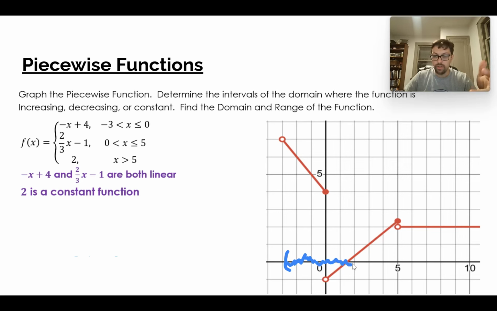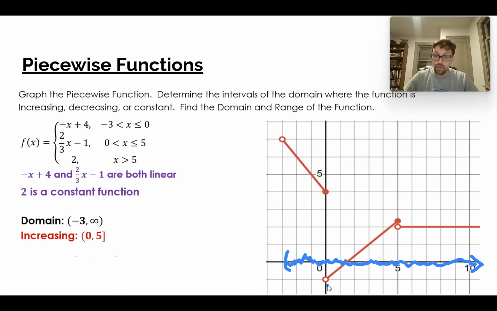We continue along until we get the next jump, which is at 5. At 5, we do have output. We've got one filled in up there, but nothing there. So we continue to 5. And then this line just kind of keeps going, so this is going to go to infinity. So our domain is -3 to infinity, but I put a parentheses around that -3 because I've got an open circle there.